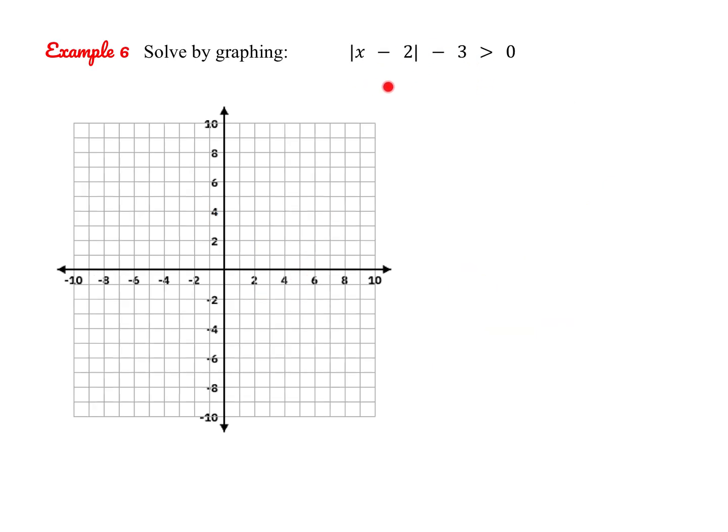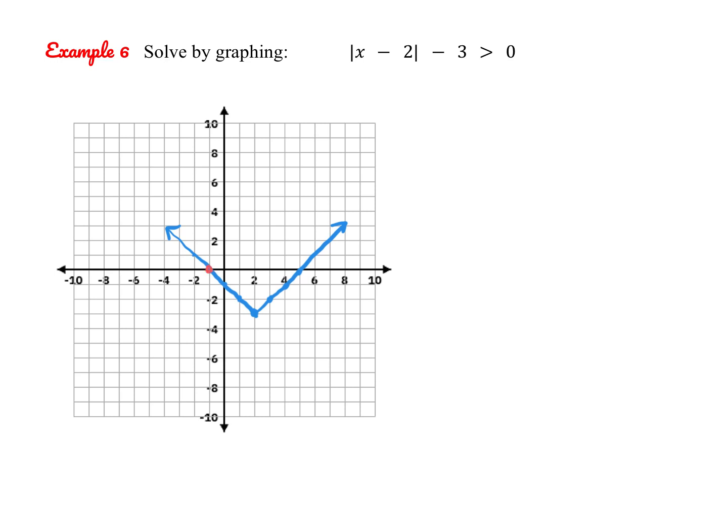All right, let's try another one together. This one, again, this side is already set to 0. So I can see that our vertex is at +2, -3. And my a value is 1. So our graph looks like this.